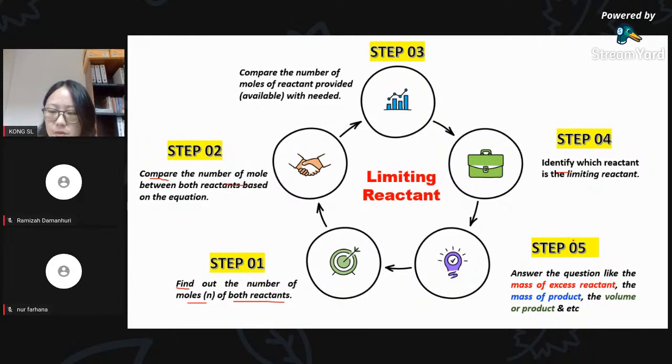Once you success identify the limiting reactant, step 5, the question might ask you bermacam-macam question. What is the mass of excess reactor? What is the mass of product? What is the volume of the product? What is the number of particles? What is the number of molecule? Okay, all is about mole concept.